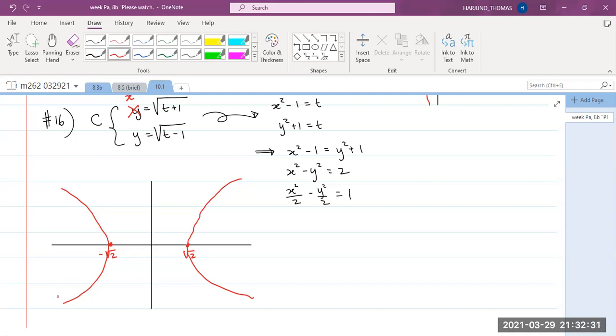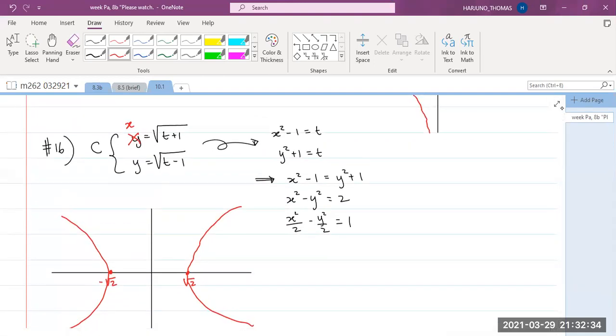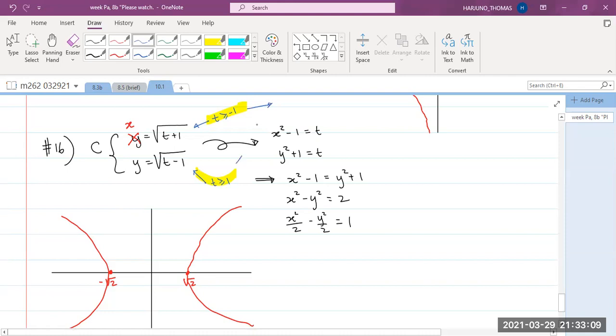And it is a hyperbola that actually opens horizontally. Now, if we look back into the parametric equation, notice that t has to be greater than or equal to 1. Basically, your x cannot be negative, and your y also cannot be negative, right? Together, when you look at the domain for t, the t has to be greater than or equal to 1.